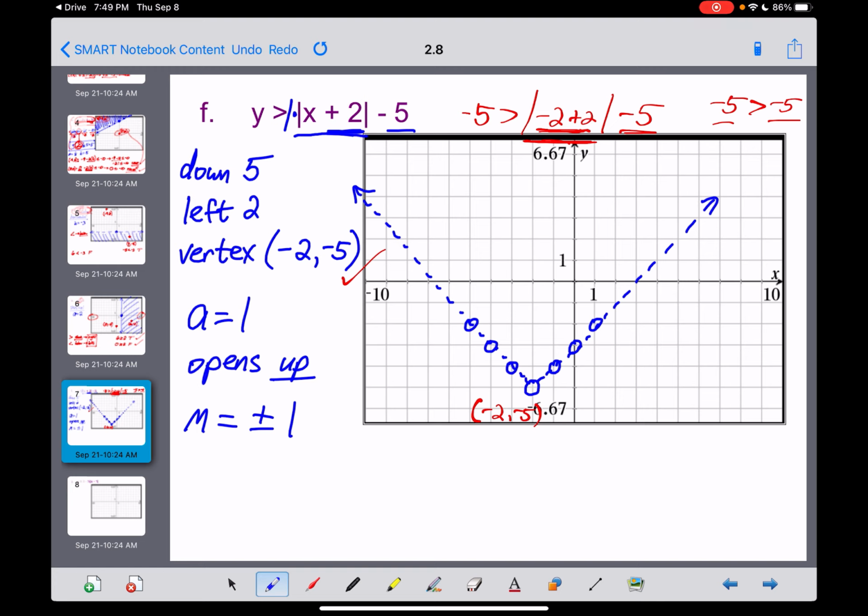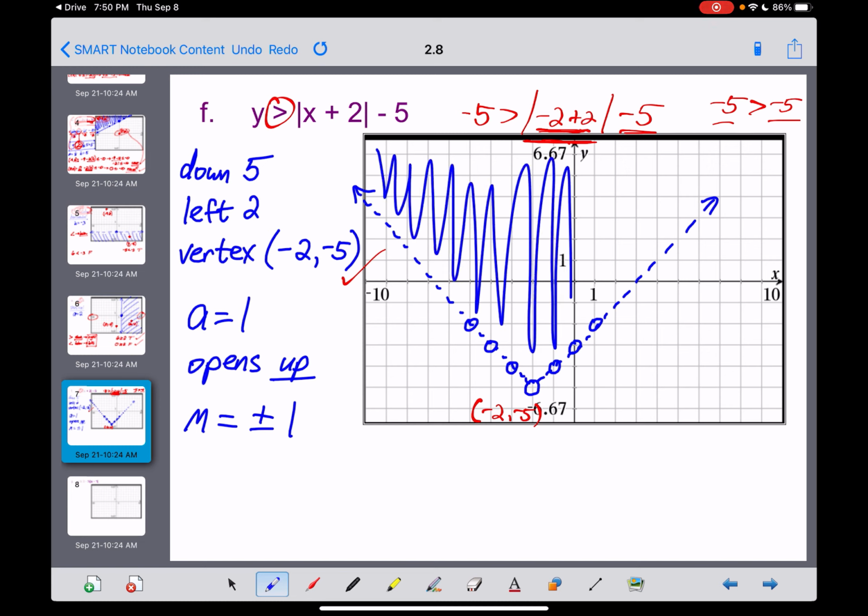And the only thing left to worry about, because this was an inequality, is our shading. With greater than, as we've been talking about before, greater than means that we shade above. So I'm going to shade everything above the graph that we just came up with, which kind of looks like we're shading inside the V, and we leave everything below unshaded.